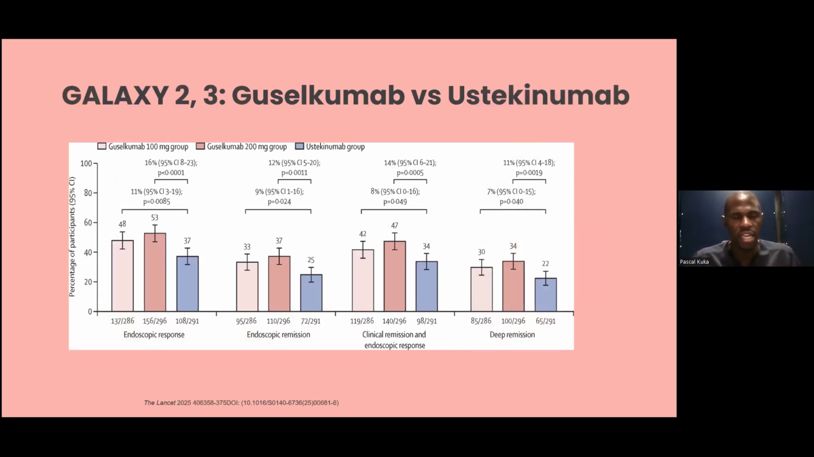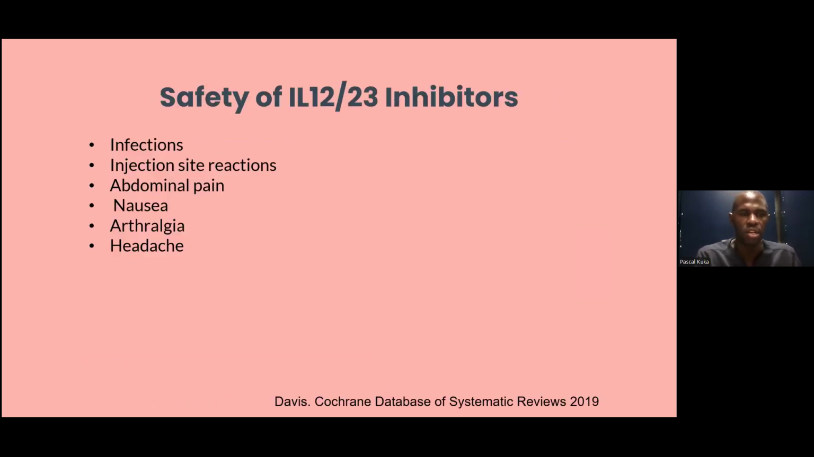Another of the head-to-head trials was Galaxy 2 and 3, which compared guselkumab versus ustekinumab, which showed, in terms of clinical response and endoscopic remission, the endoscopic response, the guselkumab was superior to ustekinumab, but it was non-inferior in other indices that we mentioned. So what about safety of this group of drugs?